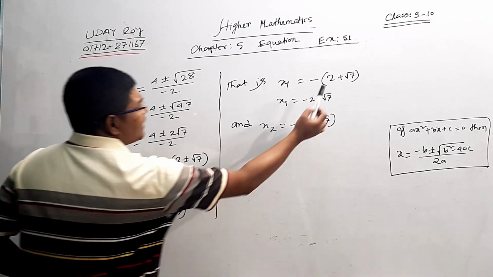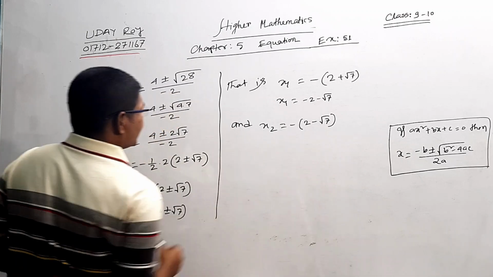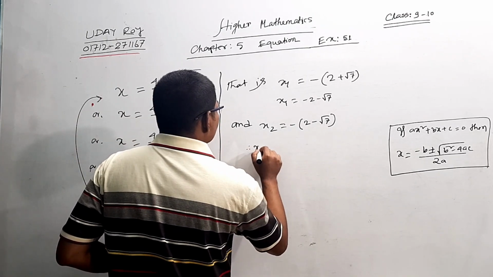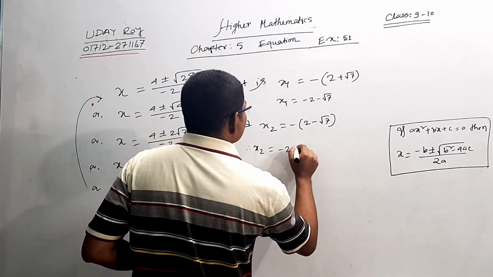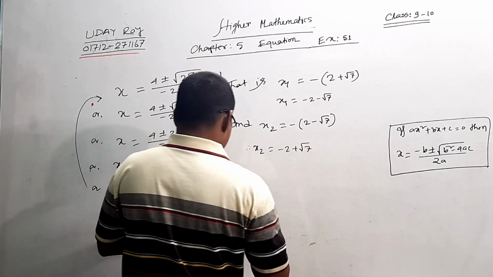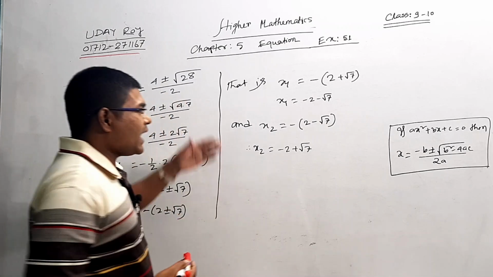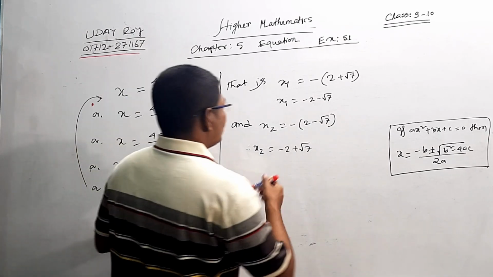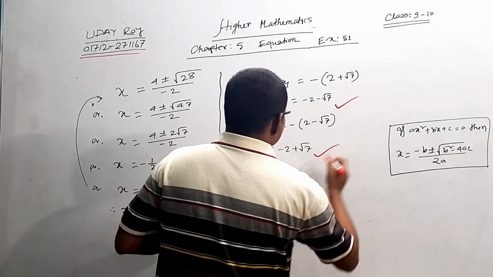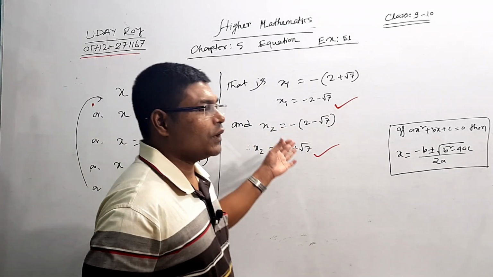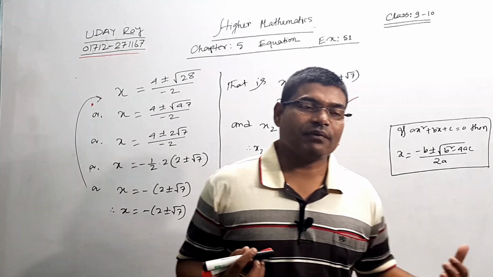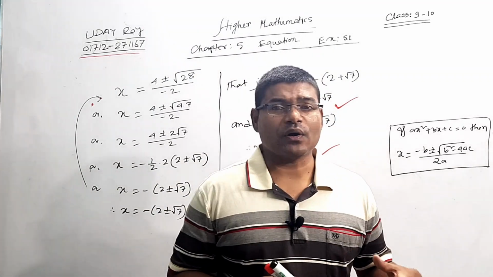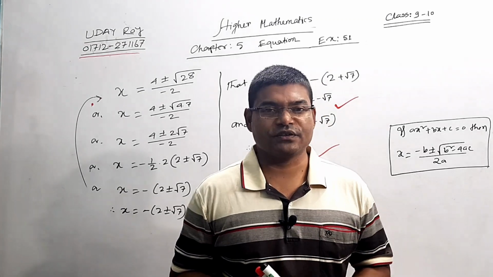First time I have taken plus, second time I have taken minus. Therefore x2 equal to minus 2 plus square root of 7. So we have got two roots of this equation. Here is one root, this is another root. So easily we can find out two roots of the equation. So this is a very important topic for the equation chapter.